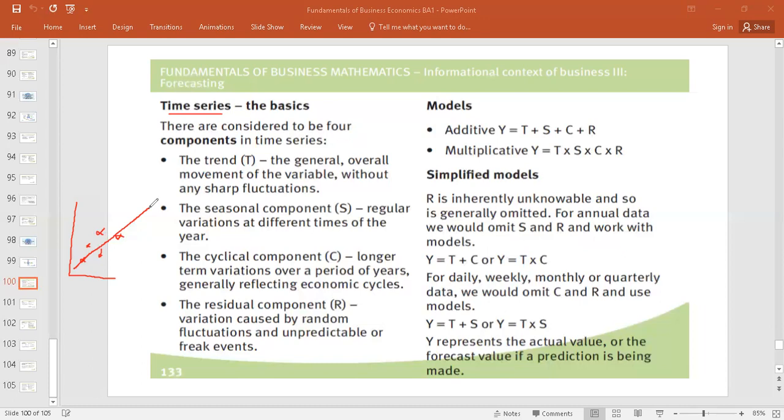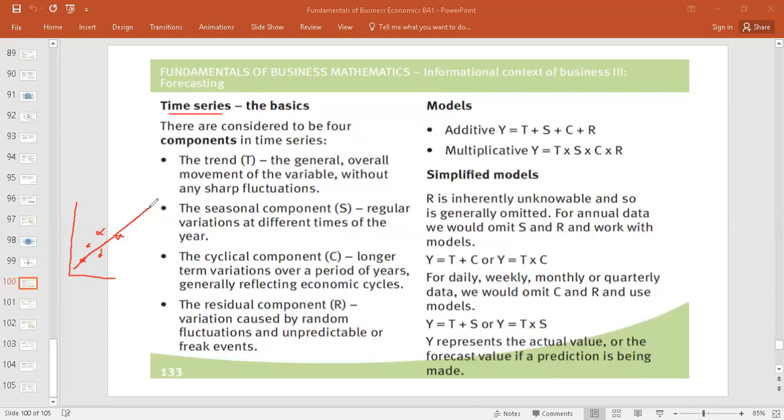R is inherently unknowable. It is residual. It is random. There is no particular reason for that. Sometimes we see that there could be a fluctuation. R is inherently unknowable and so is generally omitted.